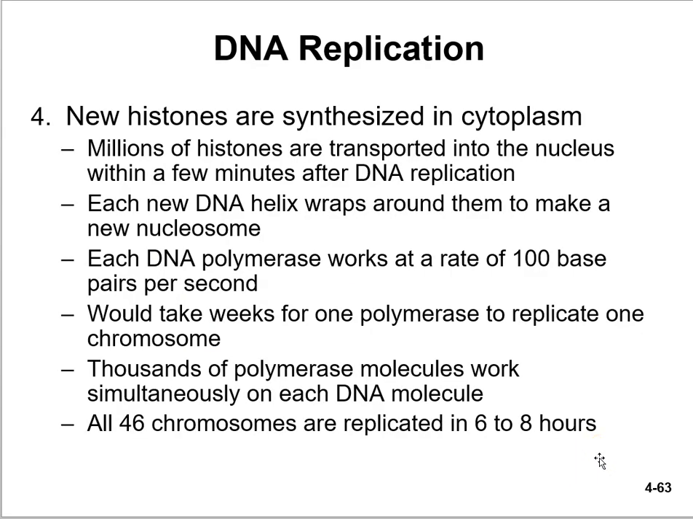New histones are synthesized in the cytoplasm. Millions of histones are transported into the nucleus within a few minutes after DNA replication. Then each new DNA helix wraps around them to make a new nucleosome. Each DNA polymerase works at a rate of 100 base pairs per second. This would take weeks for one polymerase to replicate one chromosome, so thousands of polymerase molecules are at work simultaneously at any given time on each DNA molecule. So all 46 chromosomes can be replicated in 6 to 8 hours.